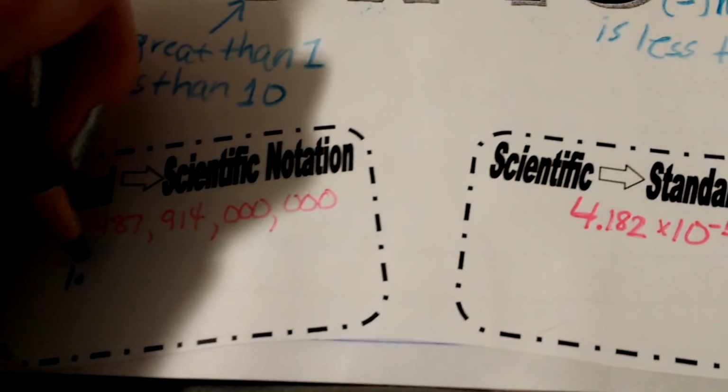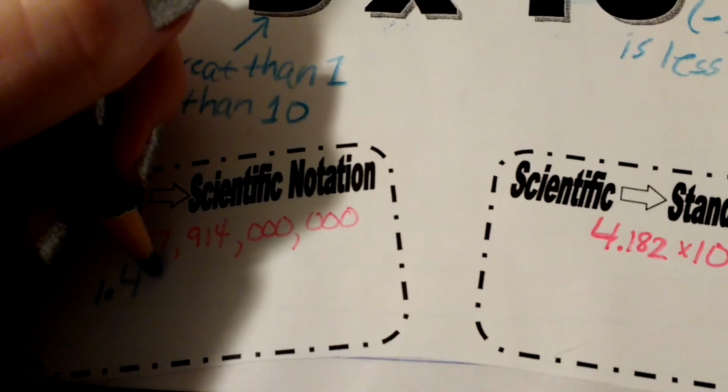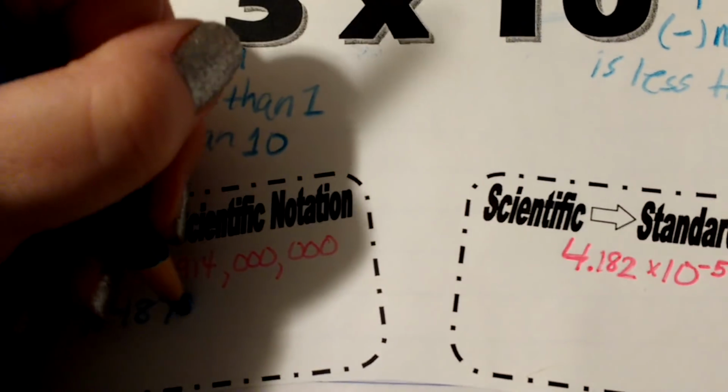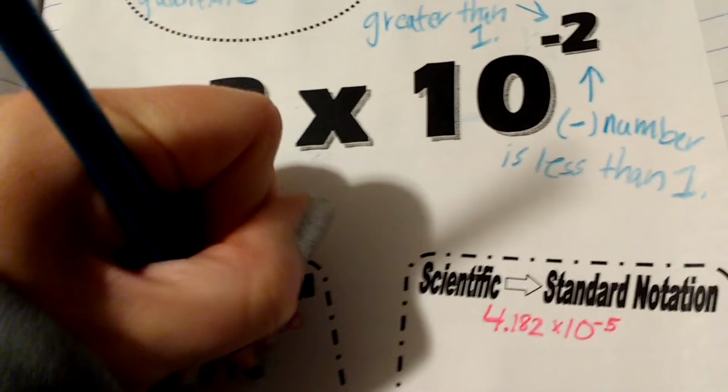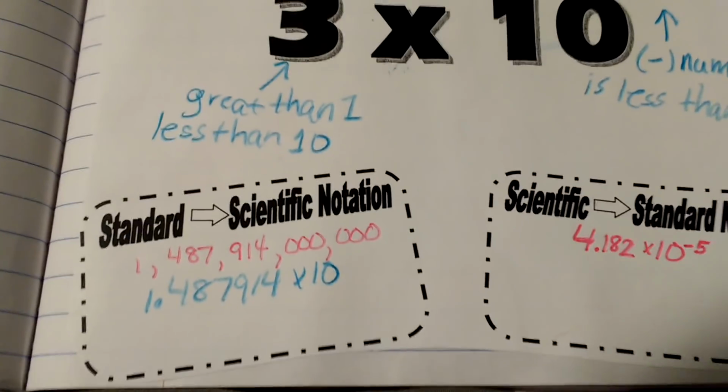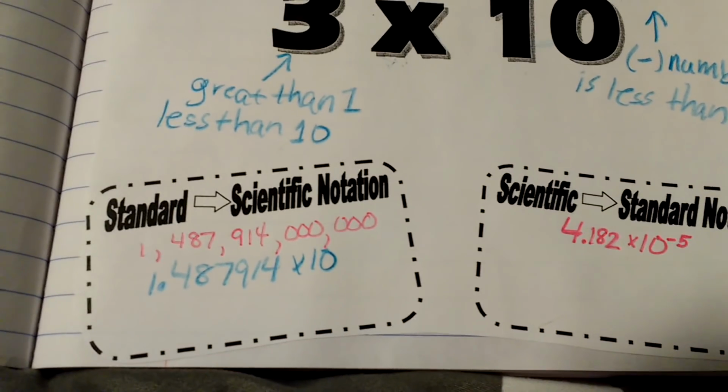So it's going to be 1.487914, and then you don't need the zeros there, times 10, and then you should see a little exponent up there.